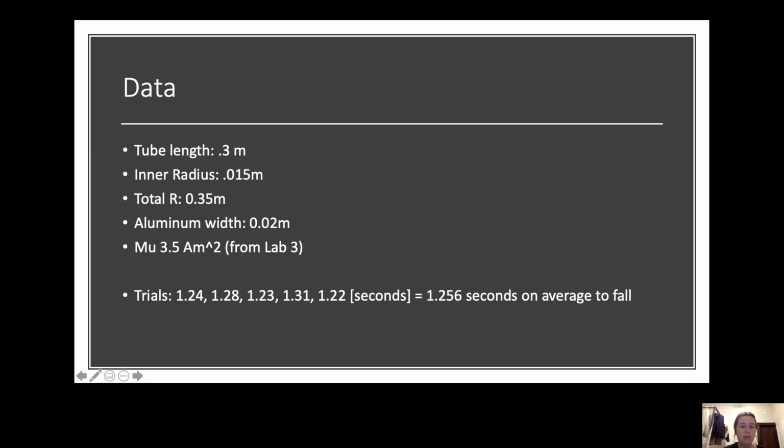So, some data. Tube length was 0.3 meters, inner radius 0.015 meters, total radius 0.35 meters. The aluminum width was 0.02 meters, and the mu was from lab 3. I had used 3.5 meters squared.